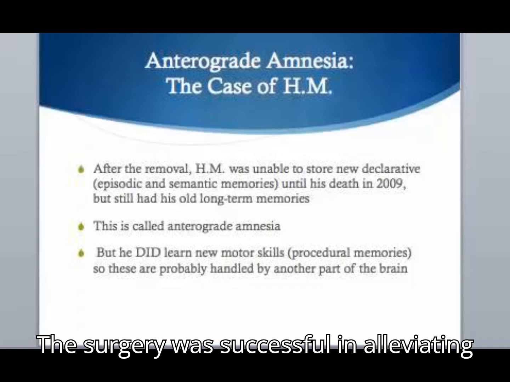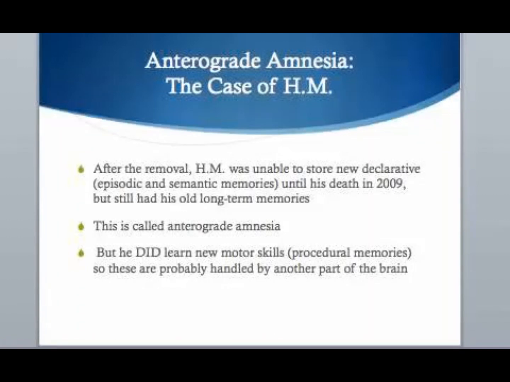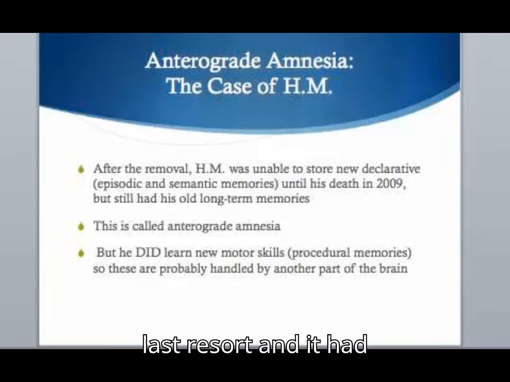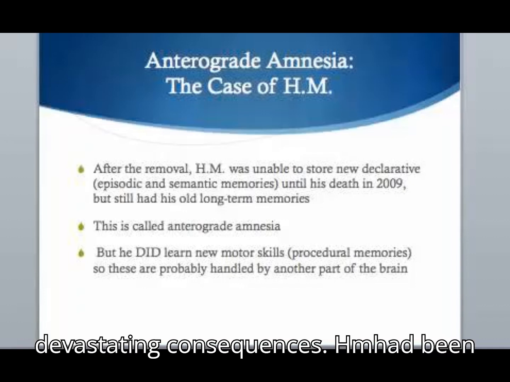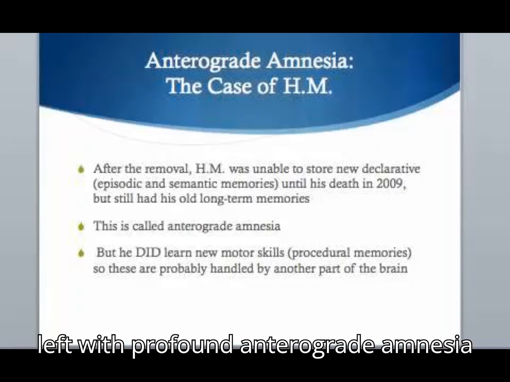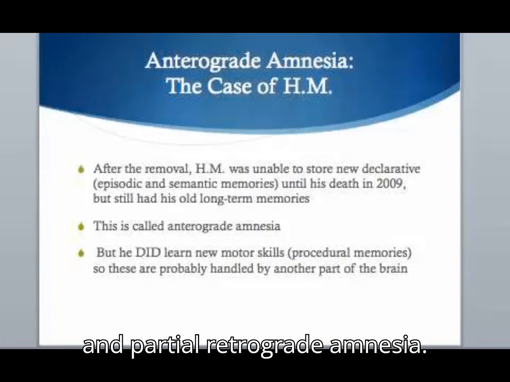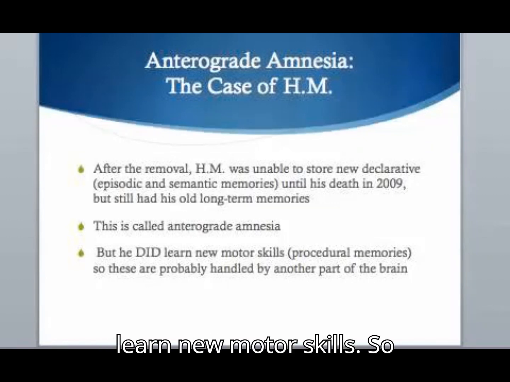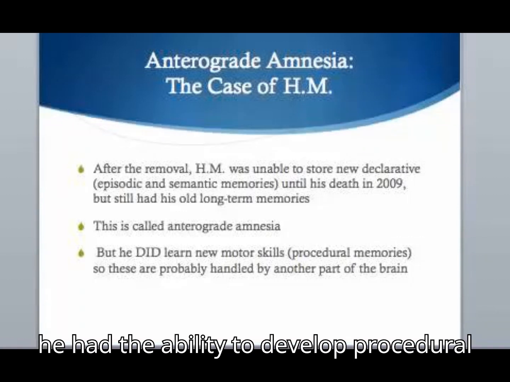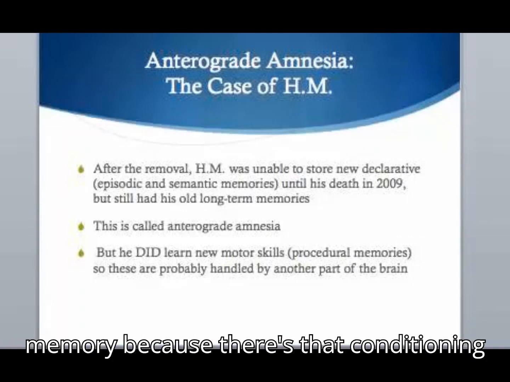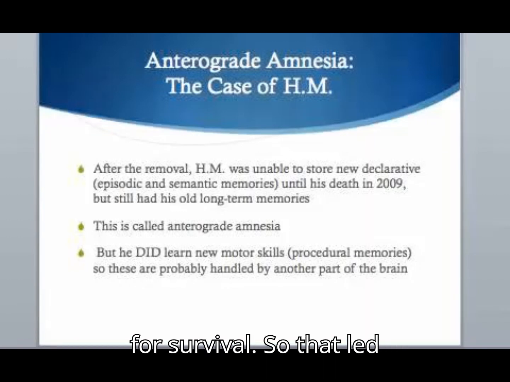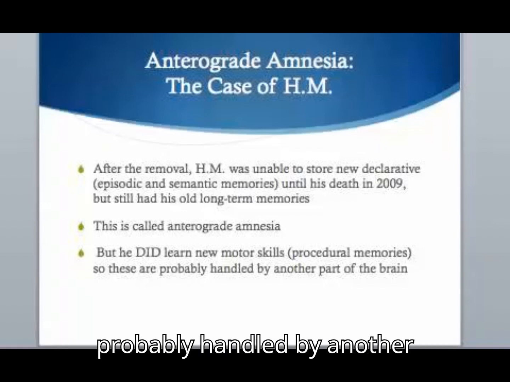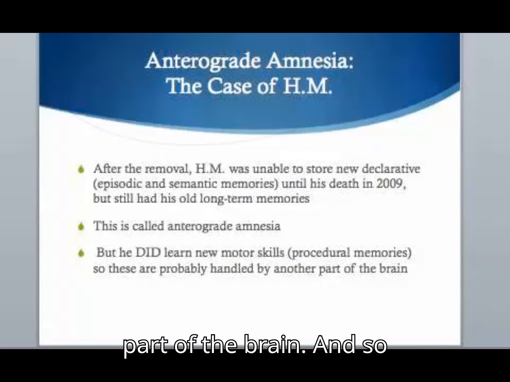The surgery was successful in alleviating the symptoms of HM's epilepsy. Afterwards, he had about 2 seizures a year, but it had been performed as a last resort, and it had devastating consequences. HM had been left with profound anterograde amnesia and partial retrograde amnesia. But he did have the ability to learn new motor skills. So he had the ability to develop procedural memory, because there's that conditioning-based memory again that's so important for survival. So that led researchers to believe that these are probably handled by another part of the brain.